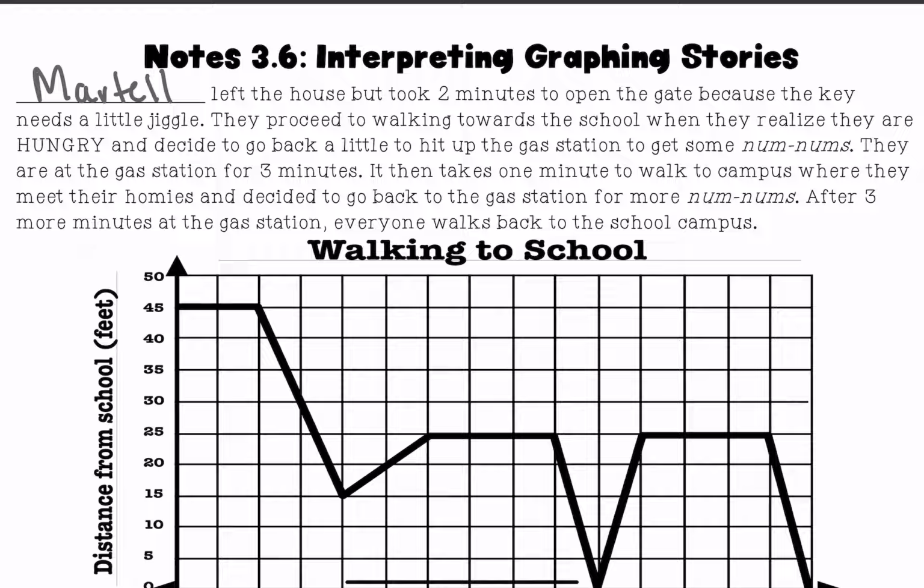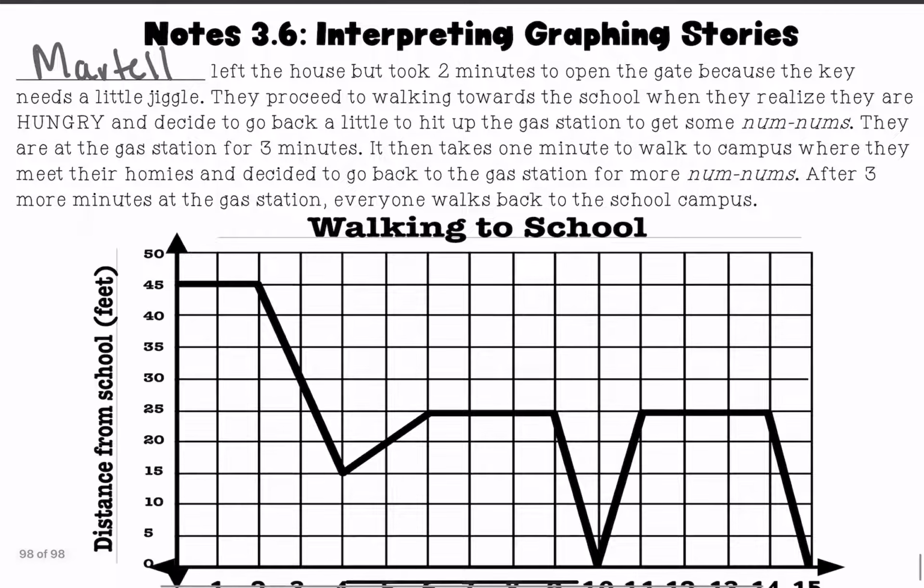All right, so Martel left the house but took 2 minutes to open the gate because the key needs a little jiggle. They proceeded to walk towards the school when they realized they're hungry and decided to go back to hit up the gas station to get some num-nums. They are at the gas station for 3 minutes. It then takes 1 minute to walk to campus, where they meet their homies and decide to go back to the gas station for more num-nums. After 3 more minutes at the gas station, everyone goes back to campus.